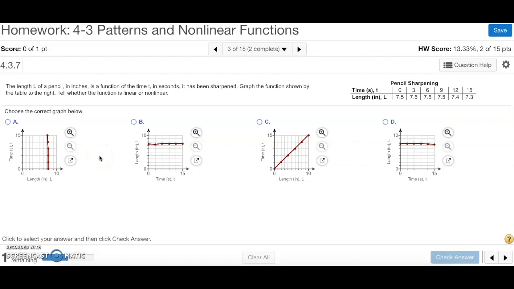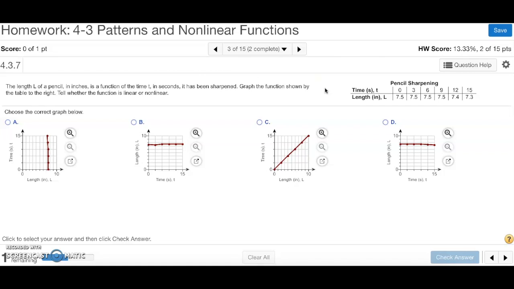3. The length L of a pencil in inches is a function of the time t in seconds it has been sharpened. Graph the function shown by the table to the right and tell whether the function is linear or nonlinear. So the time is going to be the independent variable, and the length is going to be the dependent variable, because the length of the pencil depends on how much time has gone by with it being sharpened. So you see, for the first 9 seconds, the pencil does not change length. By 12 seconds, we see it starts to get smaller.